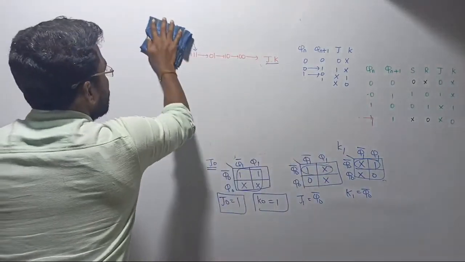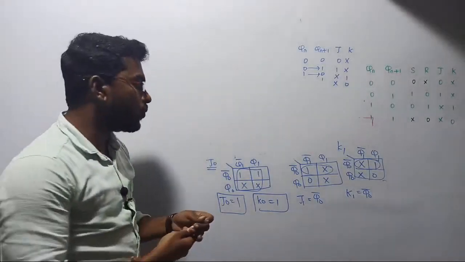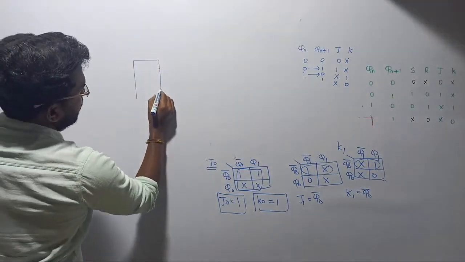Yeah, fine. So our next target is we have to implement this circuit, right? Anyway, we are considering two flip-flops, both JK. Let me consider two flip-flops.